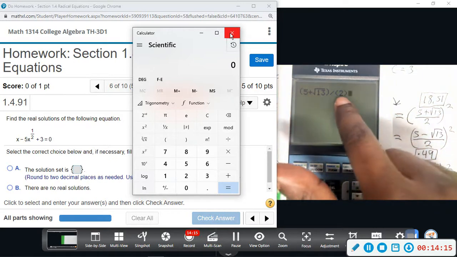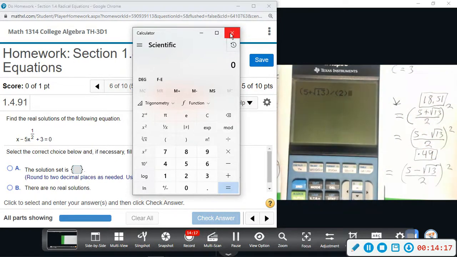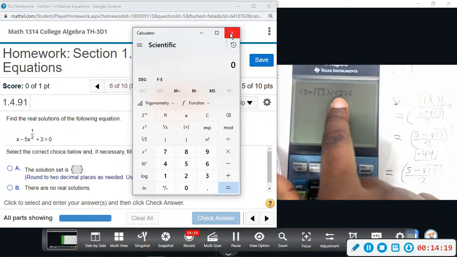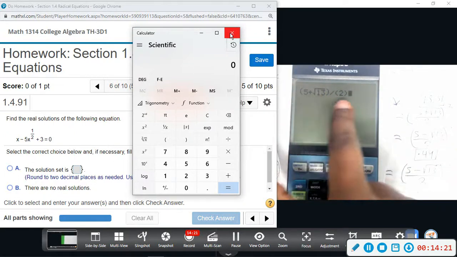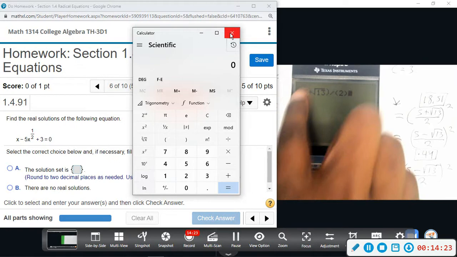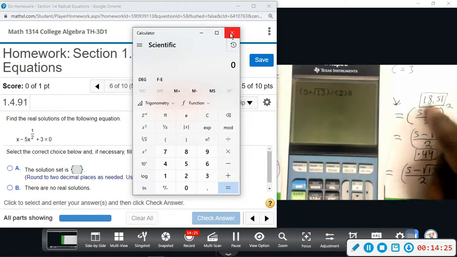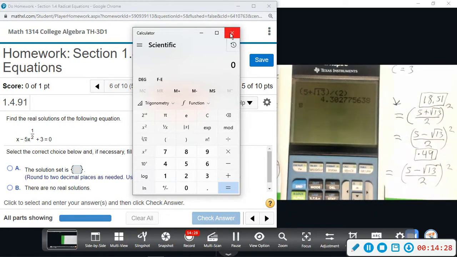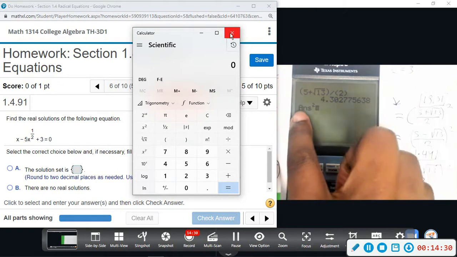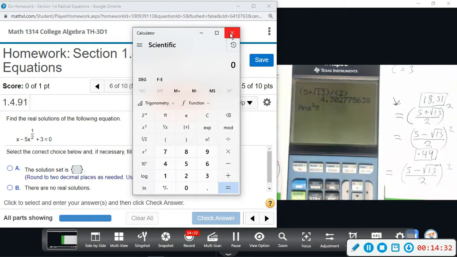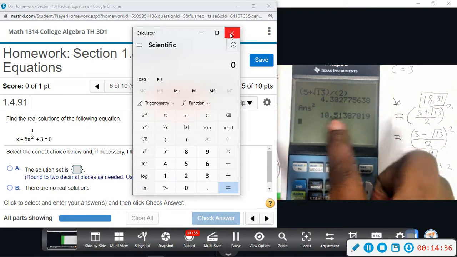So you don't have to have it here, but if you had multiple things, it would be better to just get in the habit of putting parentheses around the numerator and the denominator. So once you've done this part, that's this. We hit enter, and then we hit the x squared button. So it's saying I'm going to square the answer that you just got. And it gives us the 18.51 again.